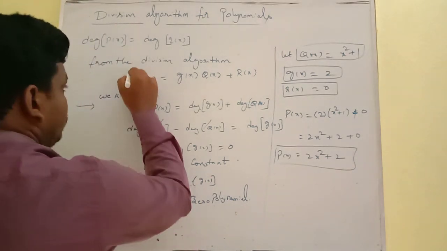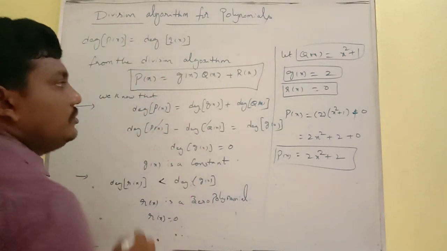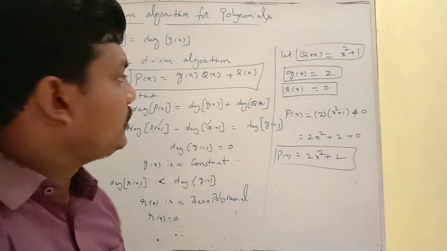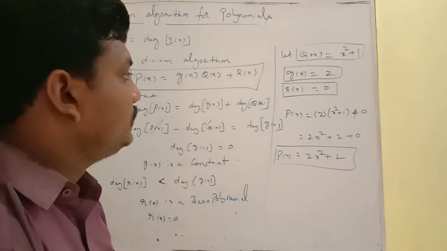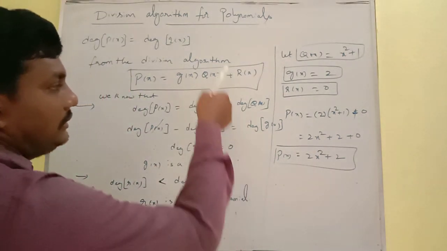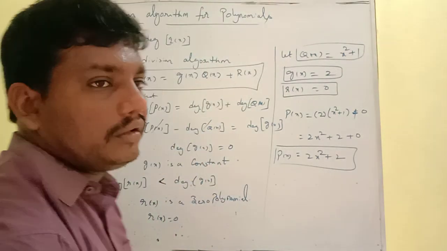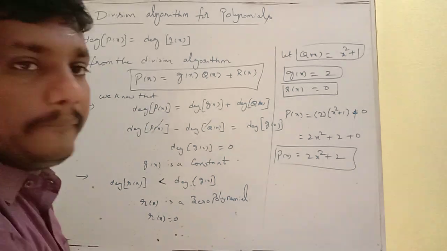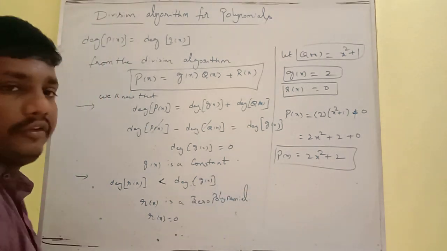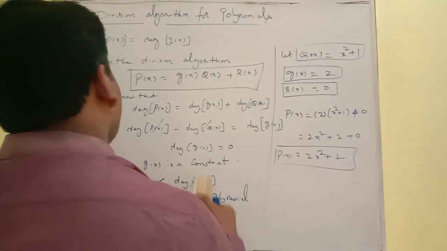Which are satisfying the condition p of x is equal to g of x into q of x plus r of x. So this is the condition. If you have any doubts, you can post a message to me, and I will try to rectify all your doubts. Now another question we have to see.